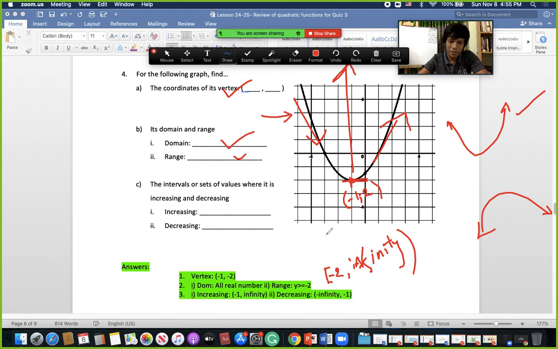So for increasing, we always consider the x value, so increasing will be from -1 to plus infinity. That's why we said -1 to plus infinity. And decreasing is from minus infinity to -1. So from minus infinity to -1, that's the decreasing part.